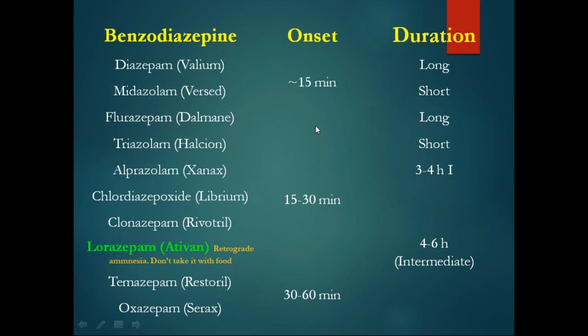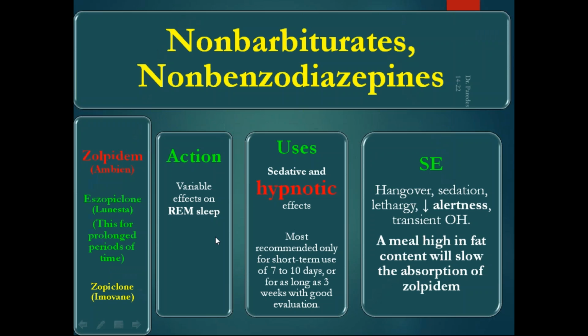Flurazepam is long acting. Just to remark here, we have lorazepam, the Ativan, which is very common. That can lead into retrograde amnesia. And we don't take it with food because the absorption is going to be diminished. Lorazepam. Okay. All right, so let's keep going.